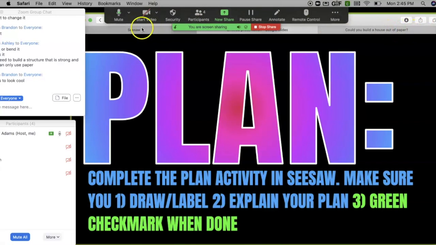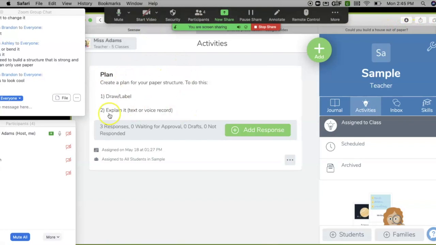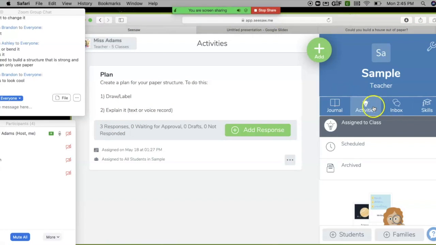Let me bring it up on here. You'll have a plan activity in the activity section right under the light bulb. You're going to show me your plan by drawing and labeling it. Once you're done drawing, then you're going to explain your plan to the class. So you can either use text or the voice recorder.